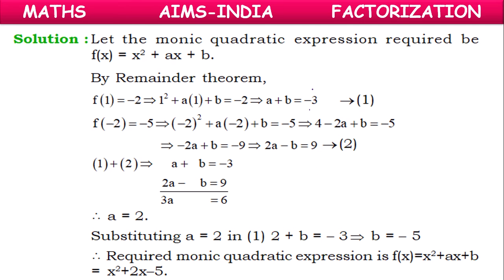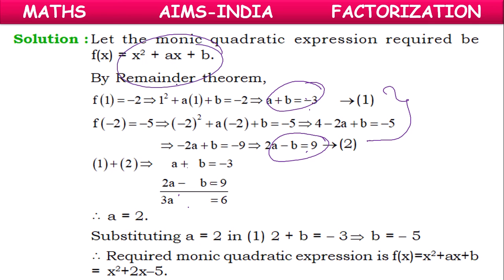So we got two equations defined in terms of a and b. If we solve these 1 and 2, then we will get the a and b values, and then we will get the monic quadratic expression. So first, on adding 1 and 2, a plus b equal to minus 3, 2a minus b equal to 9. On adding, b gets cancelled, a plus 2a equal to 3a, minus 3 plus 9 equal to 6, 3a equal to 6, or a equal to 2.